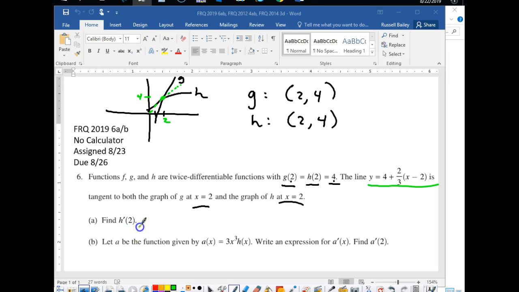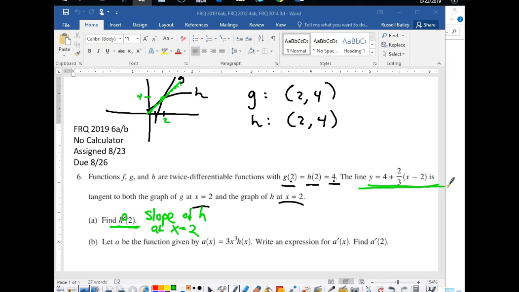Well, so here's your helpful hints. Part A, find h prime of 2. Well, what does that mean? That's the instantaneous rate of change of h when x equals 2, right? Well, what's another word for the instantaneous rate of change of h at x equals 2? That is the slope of h at x equals 2, right? Well, something you guys should be aware of is that the slope of this function at x equals 2 is the slope of that tangent line. Do you know the slope of this tangent line? I'll leave it at that for that one.